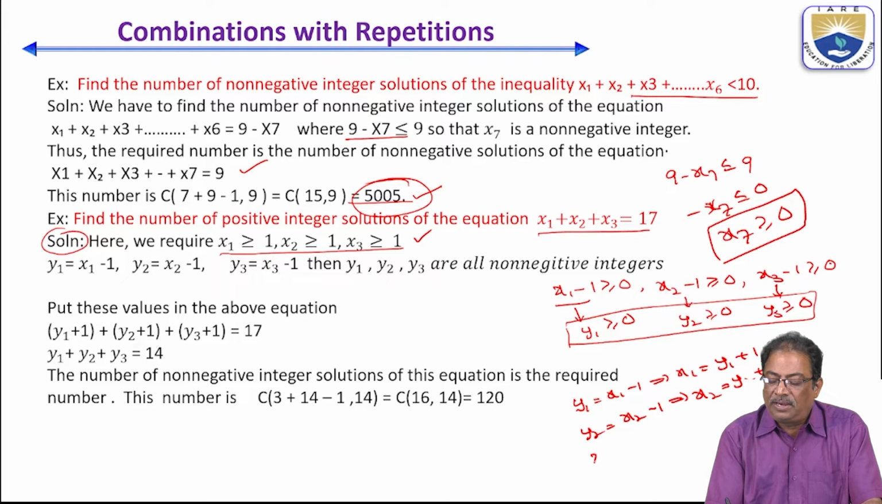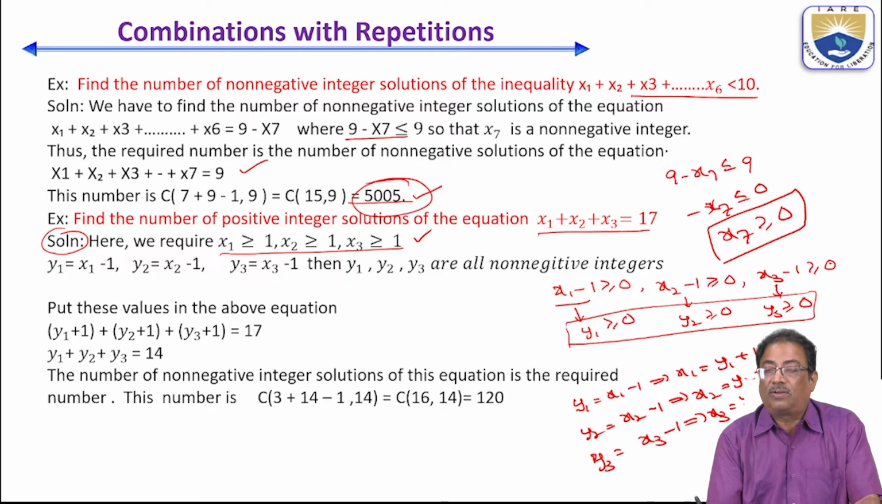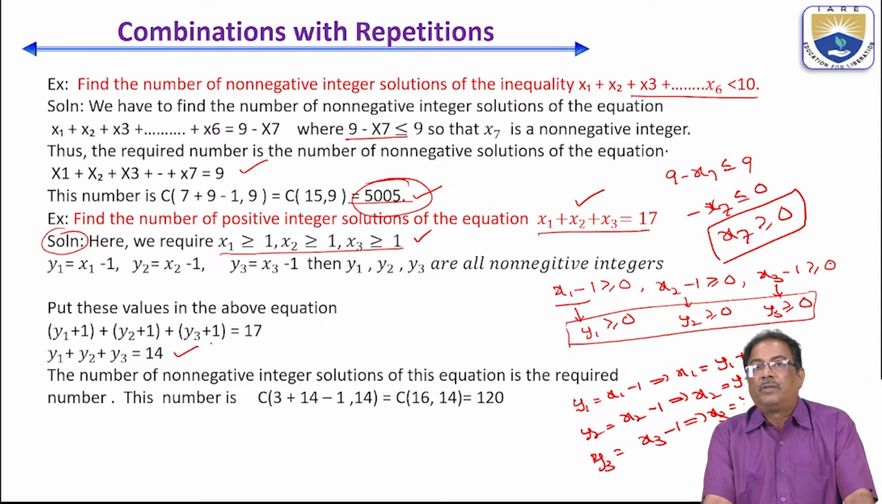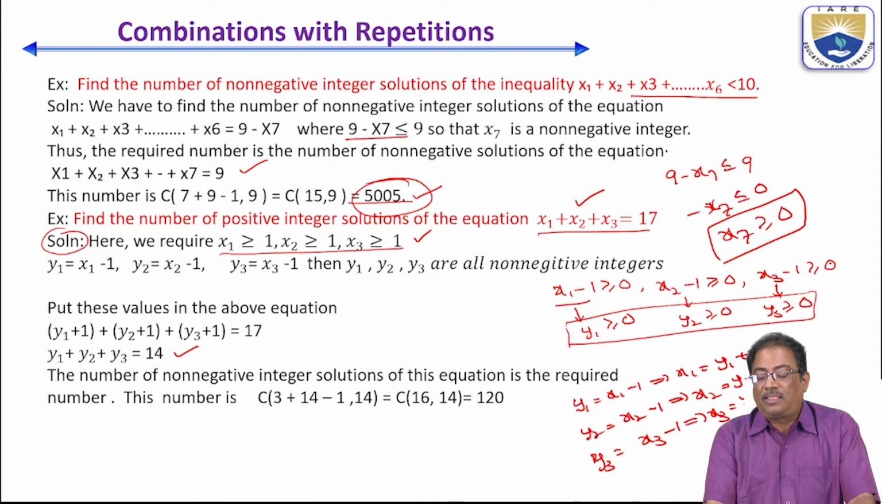And next, y3, if I am considering it as x3 minus 1, subsequently x3 is equal to y3 plus 1. So these x1, x2, x3 I am going to substitute in this equation. So the equation is reduced to another form. And here the condition is y1, y2, y3 should be greater than or equal to 0.